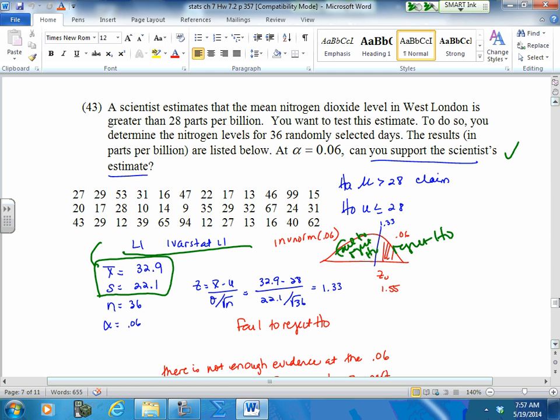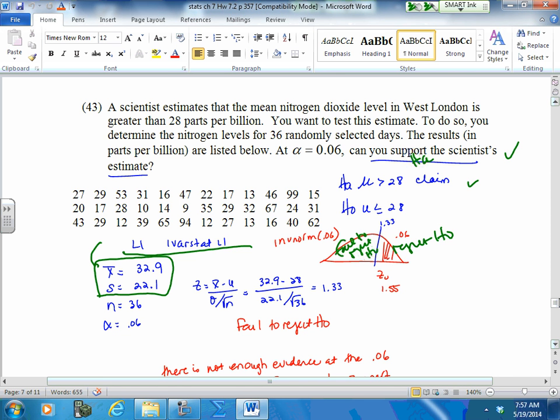Here's the claim right here. Can you support? Support says HA. The scientists estimated that the mean nitrogen dioxide level was greater than. There's his claim. HA and greater than. You have a right tail test. It follows your HA all the time. Find your cutoff at 0.06 and do your z-score test. You see a pattern through this?